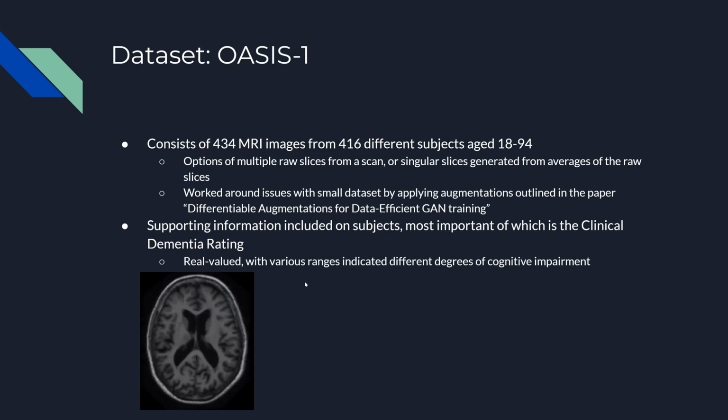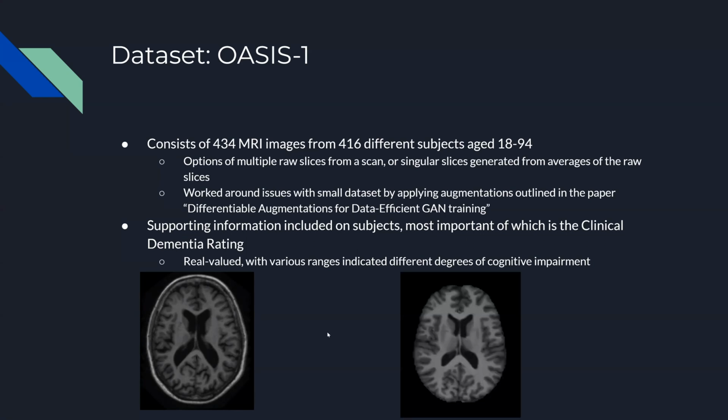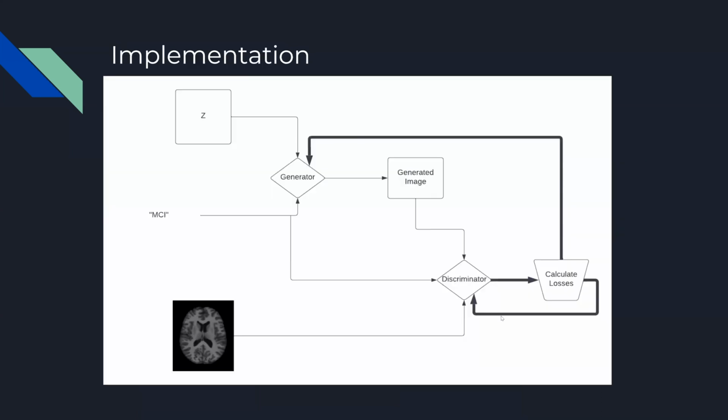And here's an explanation of that. Here's a sample of one of the images. This is an image that's an average of the raw slices from an MRI, but as you can see, it hasn't been skull stripped. And here's a version that has been skull stripped and segmented to sort of highlight the edges between the different parts of brain tissue.